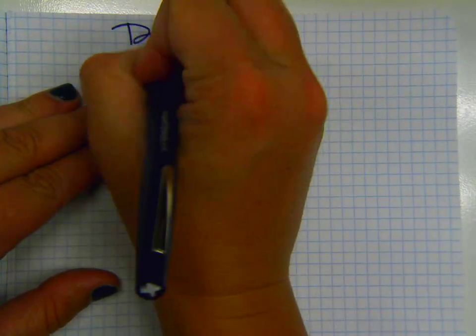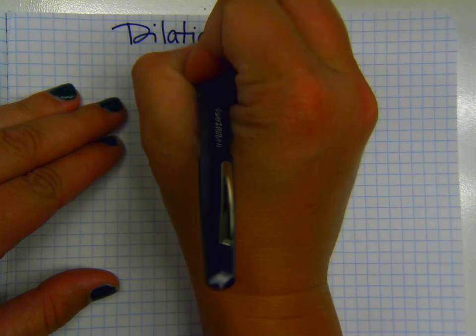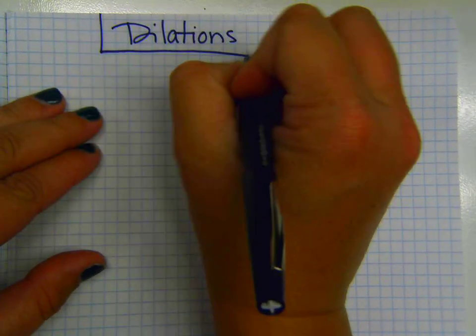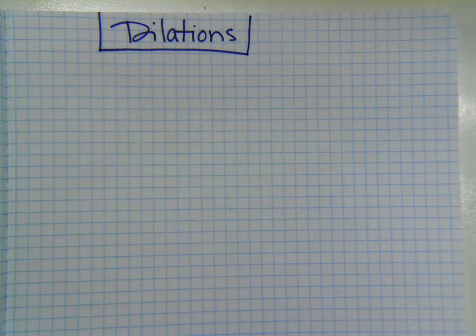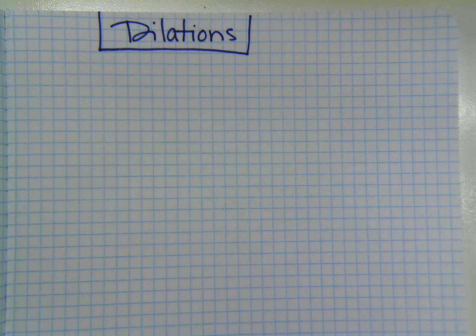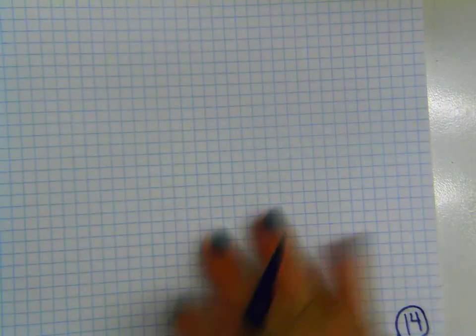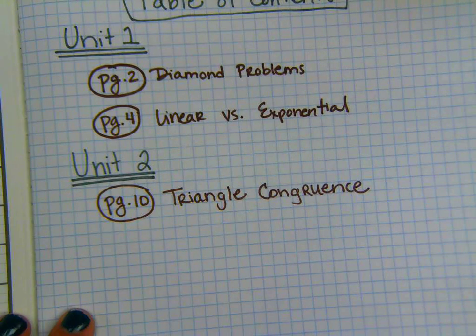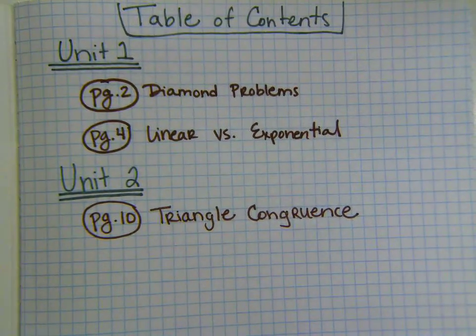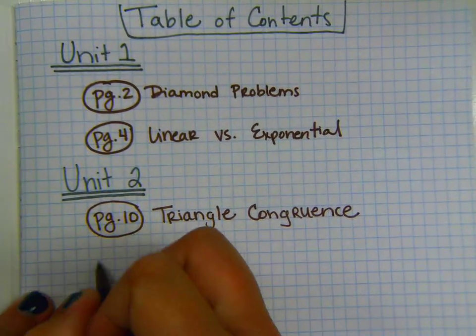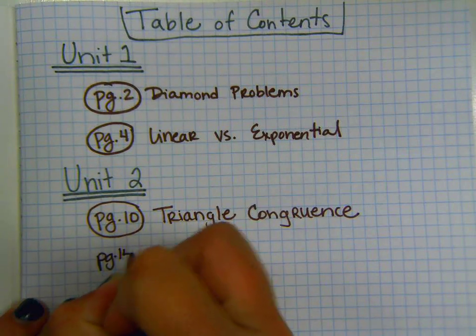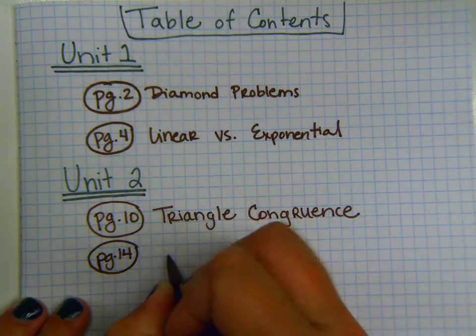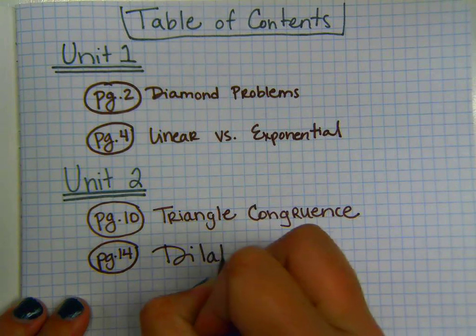So tonight's notes are going to be on dilations, and we are going to do this on page 14. Dilations, page 14 at the bottom. I think that these are really important, so I'm going to put them on my table of contents. So this is page 14, and this is going to be dilations.